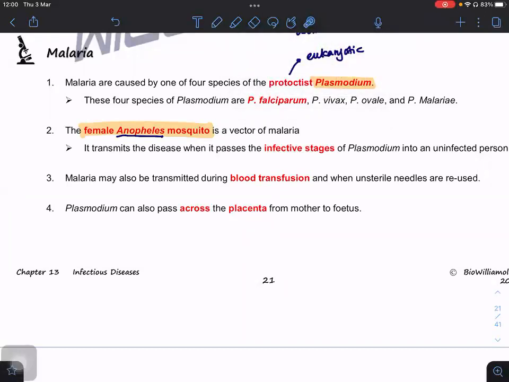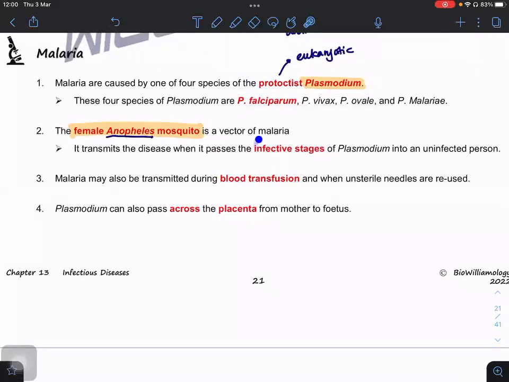A vector of malaria. It transmits the disease when it passes the infective stage of the Plasmodium into the uninfected person. Malaria may also be transmitted through blood transfusion or unsterile needles, but nowadays that is very, very rare because we screen the blood. Plasmodium can also cross the placenta from mother to fetus, but again, not that frequent. The most frequent way is through the female Anopheles mosquito.